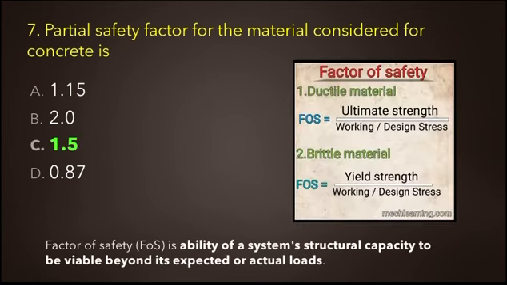1.5. Actually, the factor of safety for ductile material is ultimate strength by working stress or design stress. For ductile material, it is yield strength by working or design stress. For brittle material, it is ultimate strength by working stress. So it was in reverse. Please check that. Factor of safety is actually the ability of system structural capacity to be viable beyond its expected or actual loads.